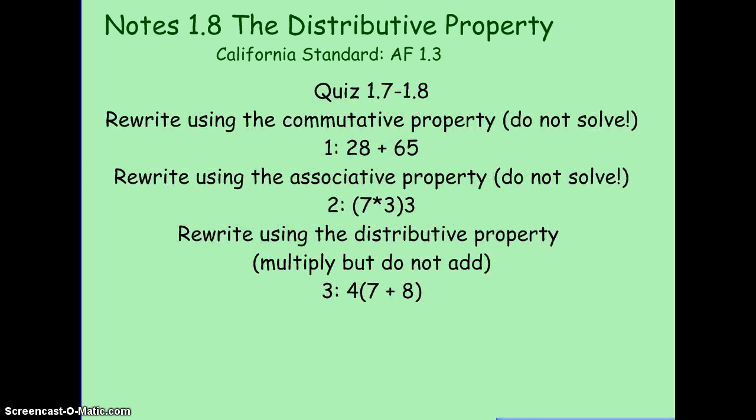Okay, let's take a look at the quiz. You've got 1 question for each property. Notice all of these say do not solve. That means simply use the commutative property. Think about what the commutative property means and do that here. Associative property here and distributive property here. Notice it says multiply, so you're going to do the multiplication, but you're not going to add.